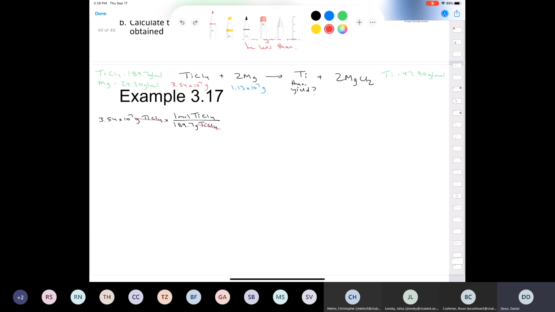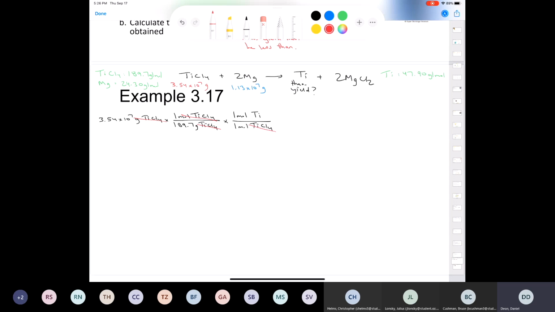I don't want that. I want moles of titanium, so I need to go to my balanced equation. Since there are no coefficients in front of titanium 4 chloride, nor in front of titanium, that means that we have 1 mole of each of these. So I know that for every 1 mole of TiCl4, titanium 4 chloride, that's consumed, I form 1 mole of titanium. Okay, good. Look, moles of titanium 4 chloride cancel.